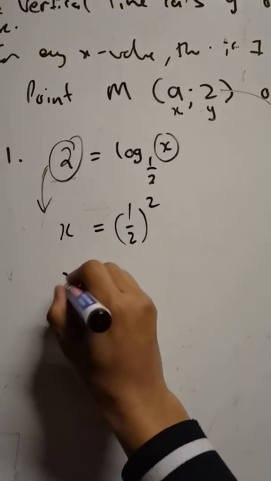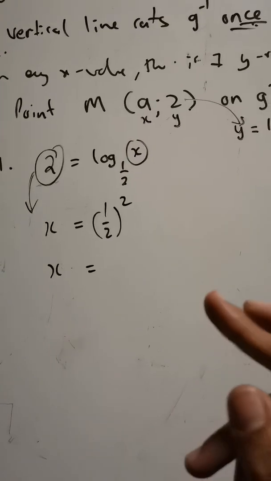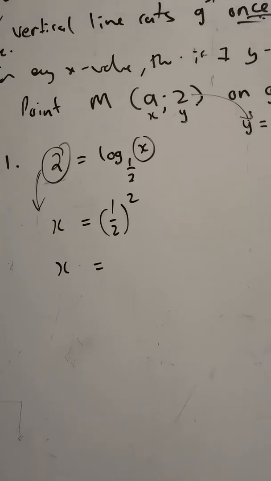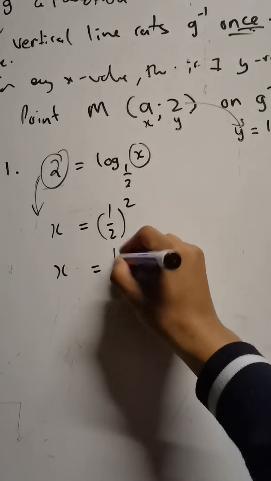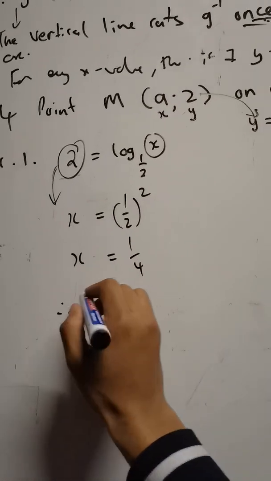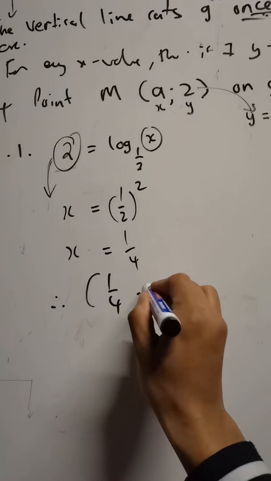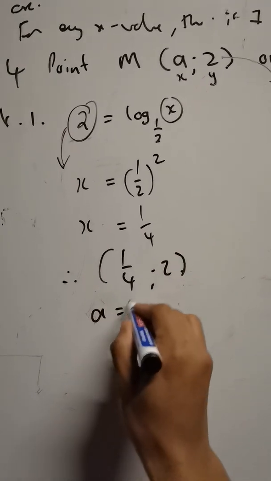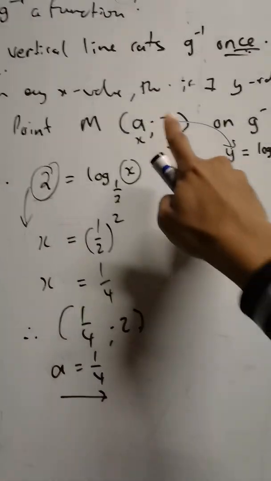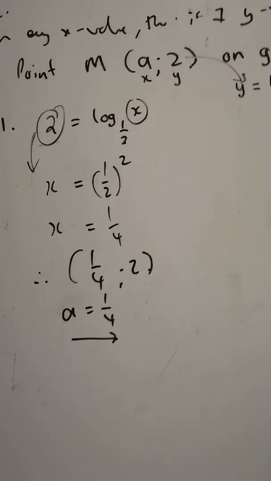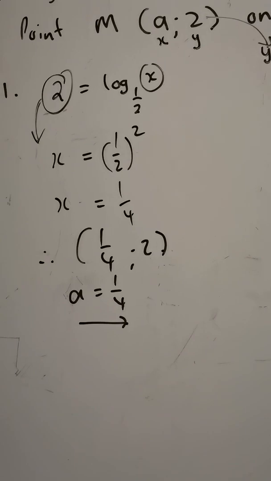You can just follow the introductory videos on exponential graphs. So what's a half to the power of 2? It is equal to 1 over 4. Therefore the x value is 1 over 4, and so a is equal to 1 over 4 in this graph. That's very important to understand.